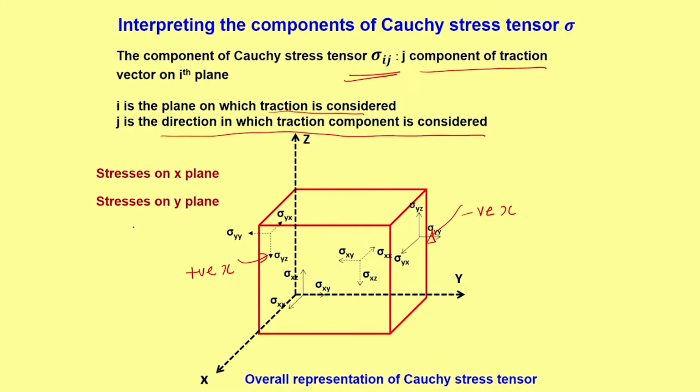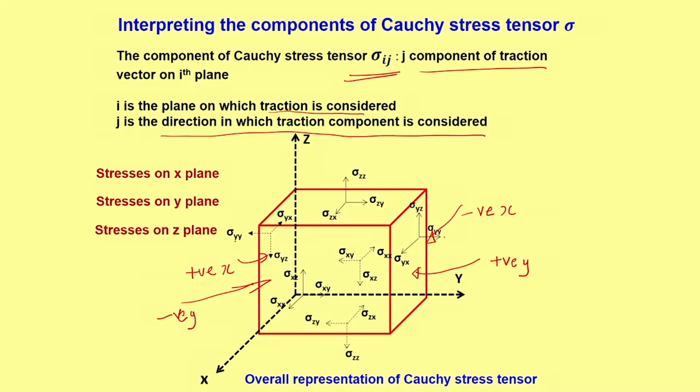Then we have stresses on the y plane. Now, what is meant by y plane? A plane with y direction as the normal. So, you are talking about this and this. You have positive y and this is negative y. Similarly, in this you have sigma yy, which is in the direction of y, and you have sigma yx, sigma yz, similarly sigma yx and sigma yz.